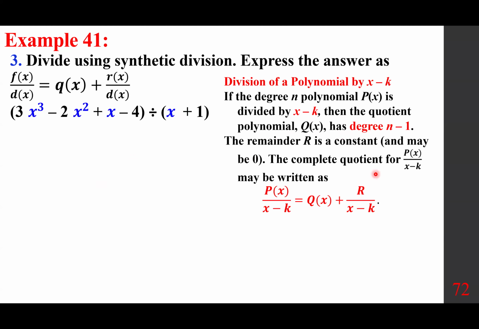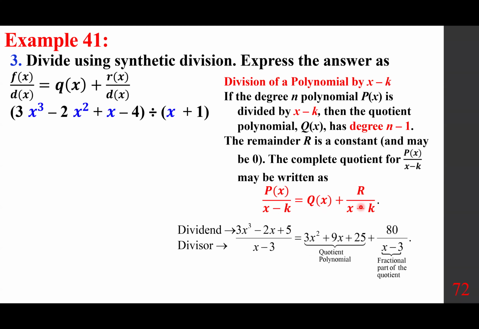The complete quotient for p of x over x minus k is written in this format. P of x over x minus k is q of x plus r over x minus k. In other words, if we look at this example, 3x cubed minus 2x plus 5 over x minus 3. This is the dividend. This is the divisor. You work it out, you get this answer, 3x squared plus 9x plus 25. This is degree 3, this is degree 2, this is the quotient polynomial. The remainder is a constant, plus 80 over x minus 3, okay? And so this is the remainder, this is the divisor again.